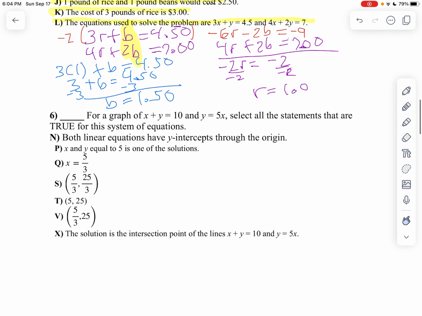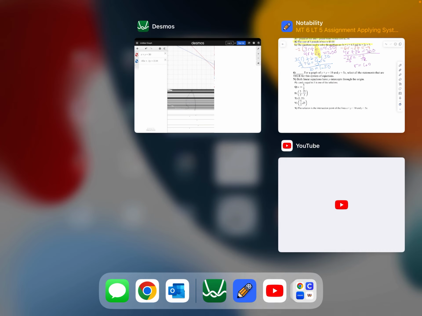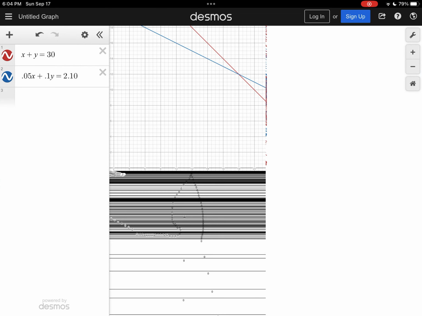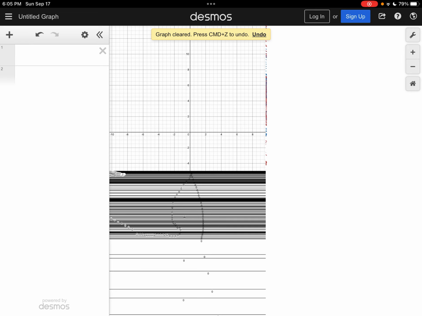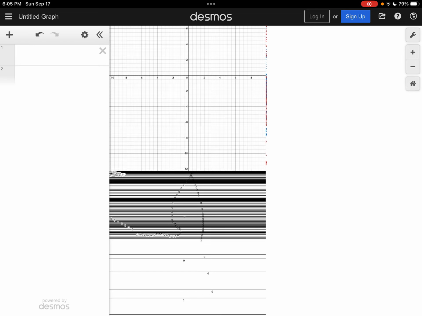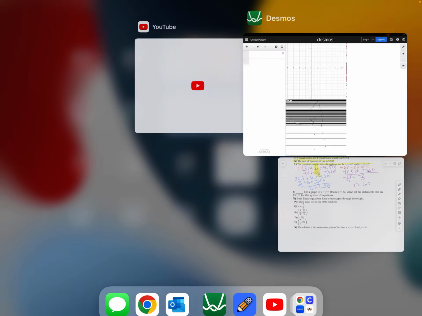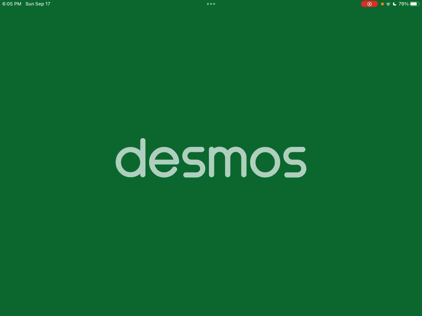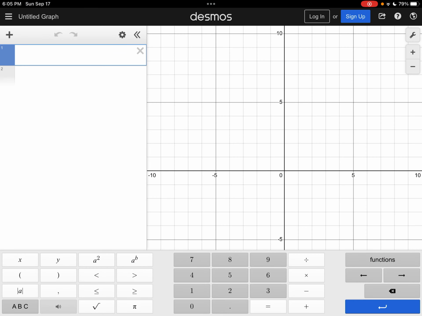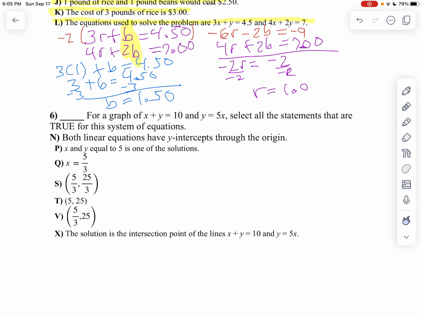Now let's take a look at number 6. I've got this graph of x plus y equals 10 and y equals 5x. So I could solve this by graphing. In fact, let's go ahead and do that. X plus y equals 10. Let's see if I make a new graph. Nope, it's not doing that for some reason. It doesn't like my graph here. Let me try this. Let's get rid of Desmos and let's start it again. Okay, that looks much better. X plus y equals 10. And my second equation, I do believe, is y equals 5x.